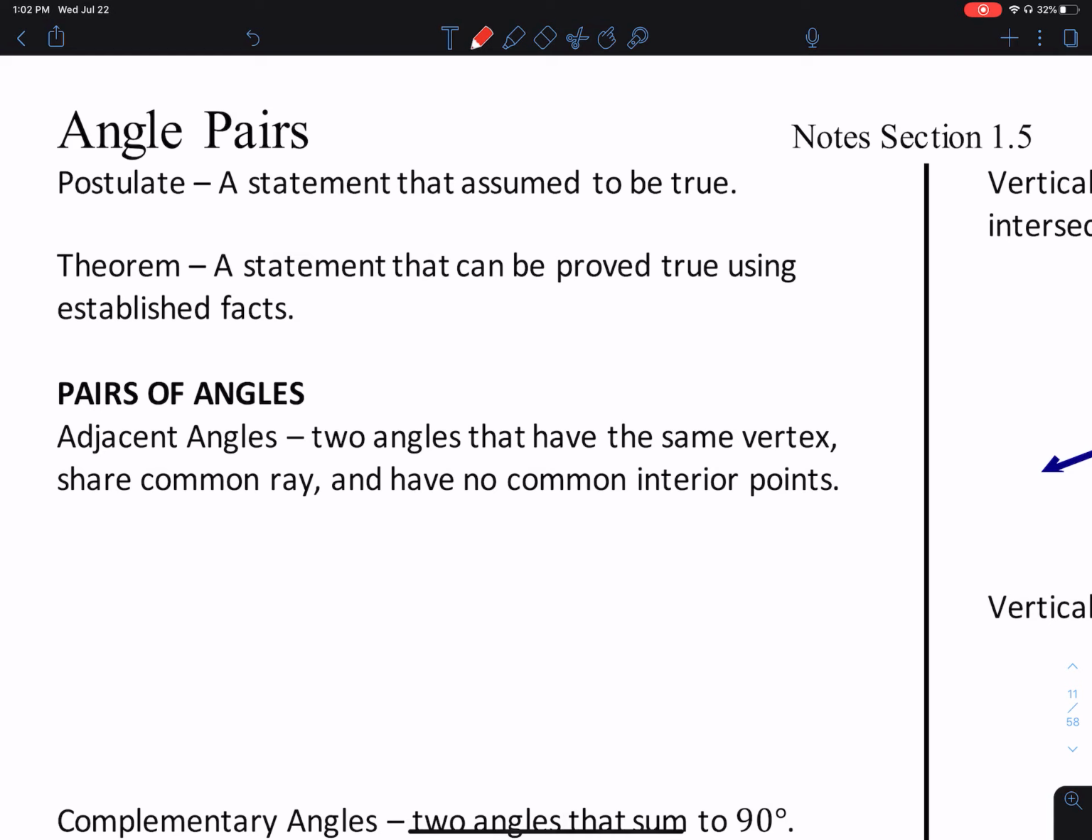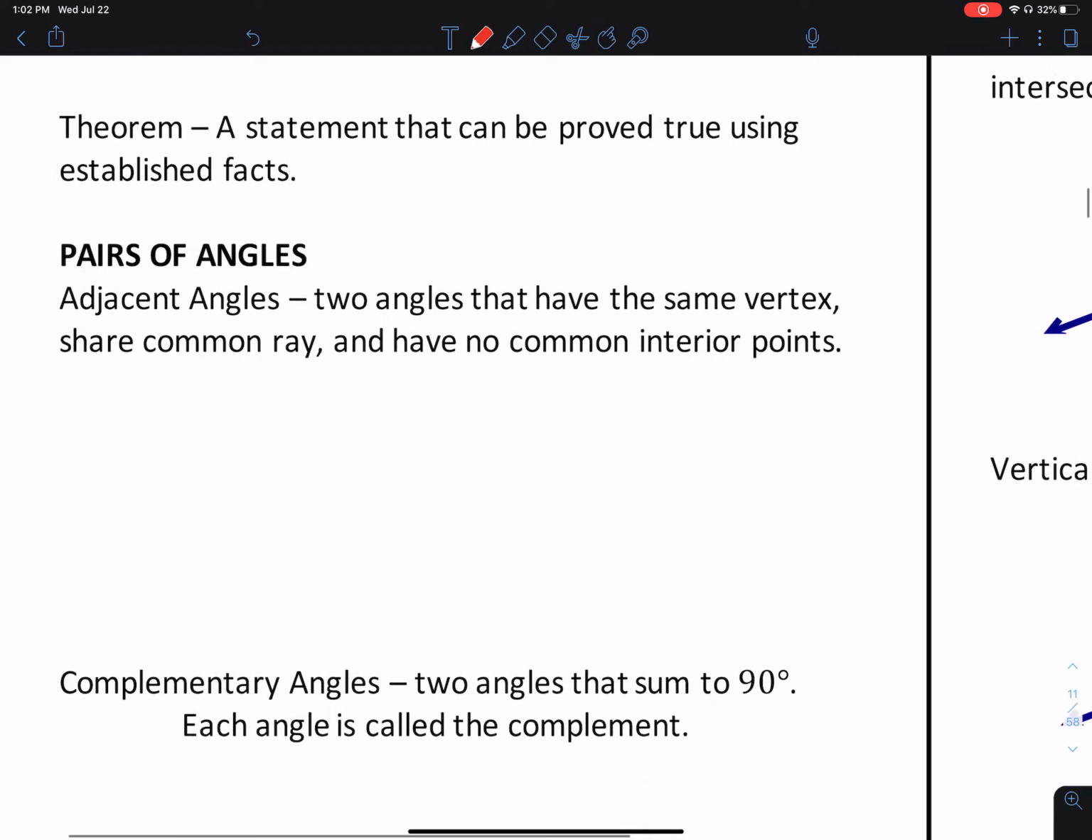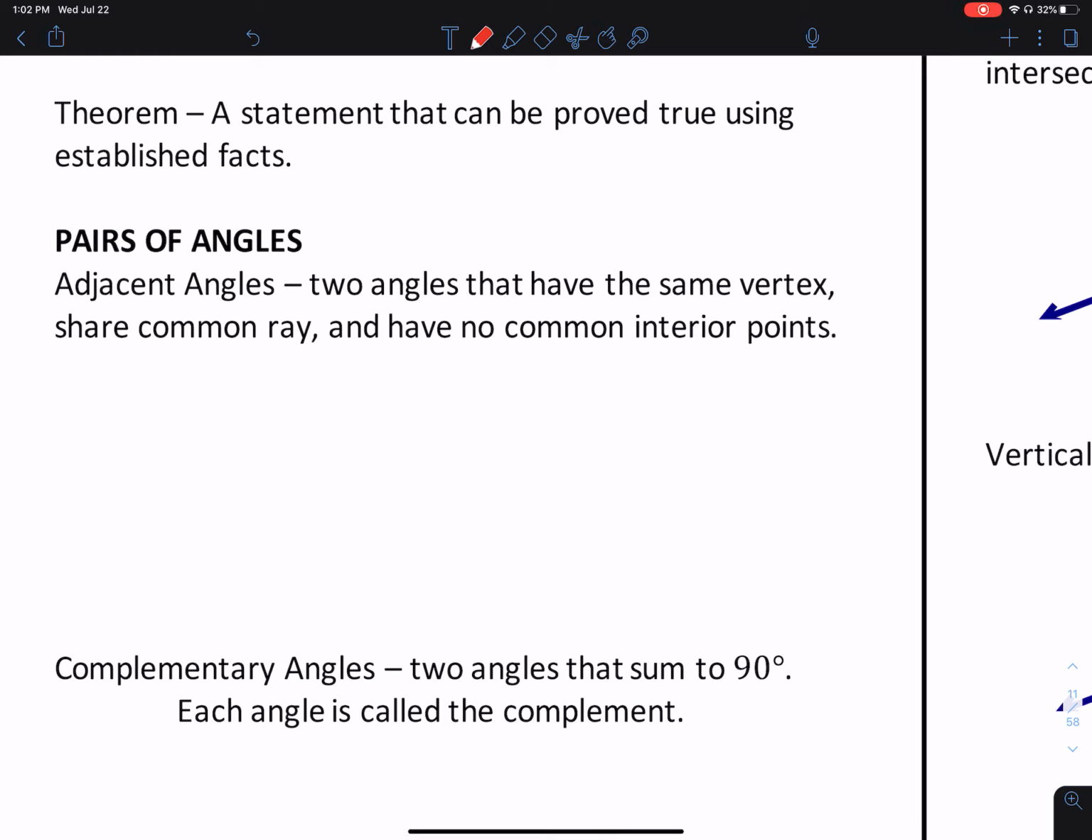Pairs of angles. So we have lots of different pairs here. Adjacent angles. Two angles that have the same vertex, share a common ray, and have no common interior points. Let's just draw a quick picture here. It's angle 1, angle 2. Angle 1 and angle 2 are adjacent.